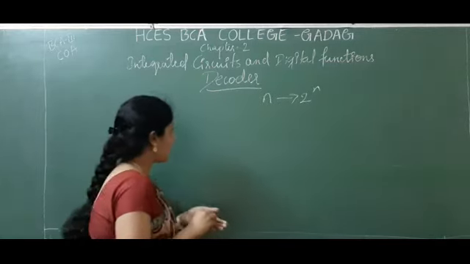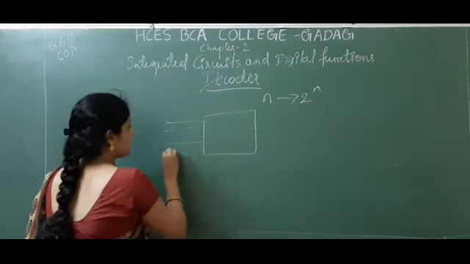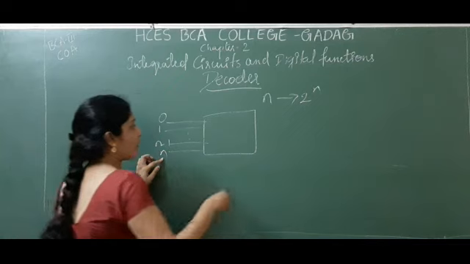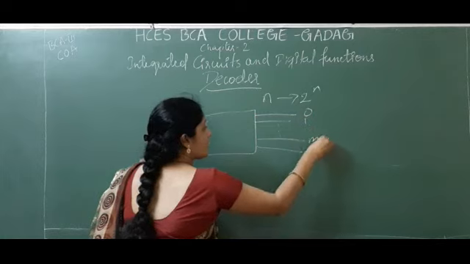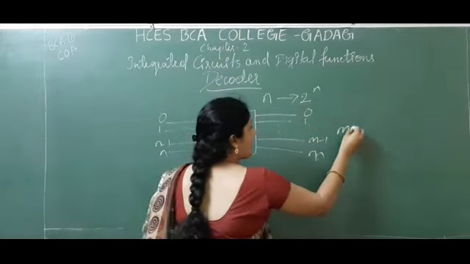The block diagram will be like this. Inputs 0, 1, 2, 3, up to n minus 1, and the last one is n. And here also the same thing, outputs 0, 1, up to m minus 1, and here is m. And this m may be less than or equal to 2 raised to n. And this is the decoder. So this is how the block diagram of the decoder looks. This is just an introduction about the decoder.